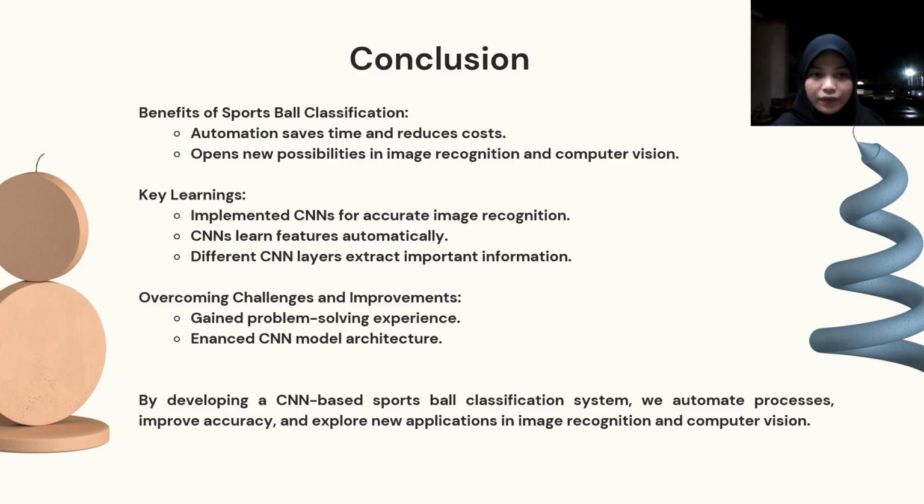As a conclusion, the benefits of sports ball classification are automation, which saves time and reduces cost. Secondly, it offers possibilities in image recognition and computer vision. We implemented CNNs for accurate image recognition. CNNs learn features automatically. Different CNN layers extract important information. For the upcoming challenges and improvements, we have gained problem-solving experience and enhanced our model architecture.